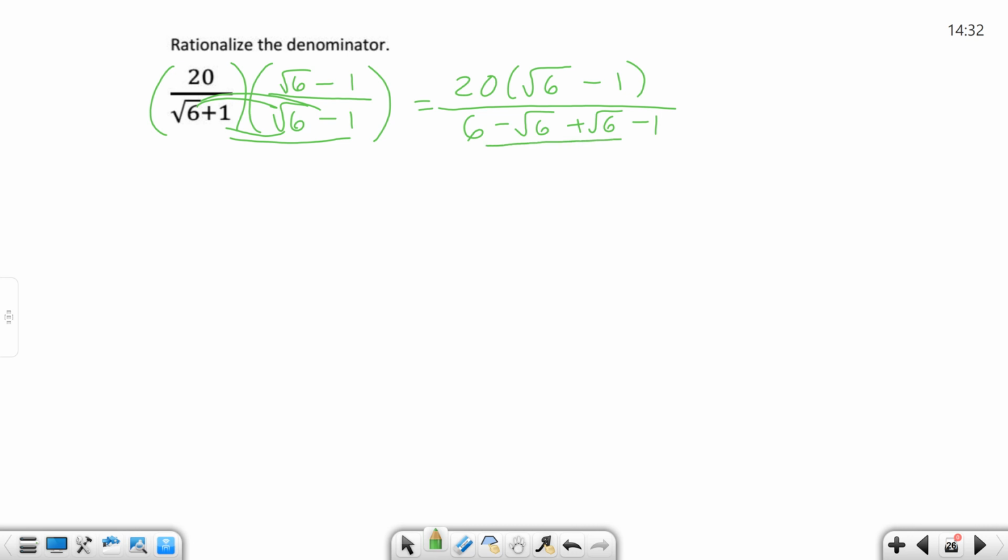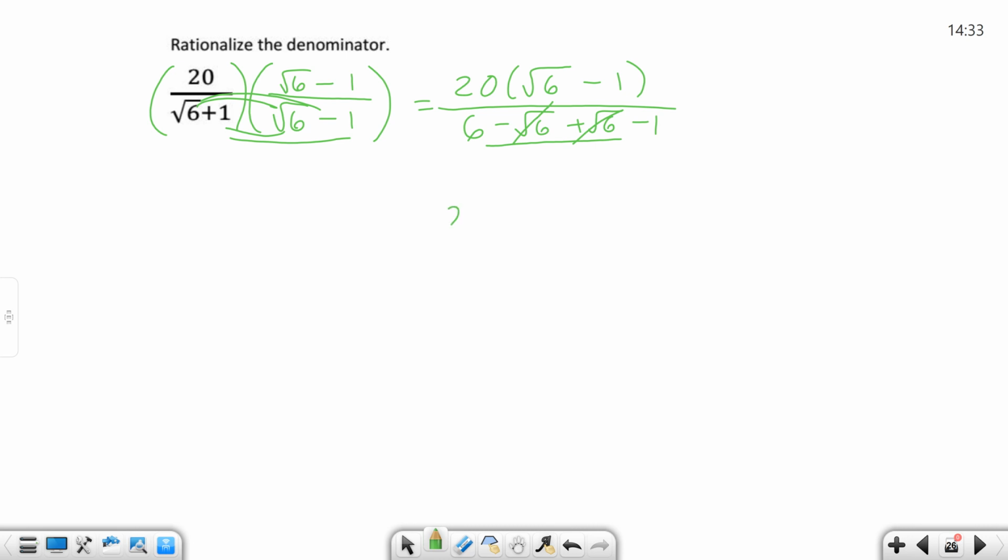But these two terms here with the radical, if you multiply by the conjugate, what always happens is the middle terms cancel. Minus square root of 6 plus square root of 6 cancels. If you want to remember that, just do what they call in the formula a squared minus b squared: square the first term minus the second term squared. When you use a conjugate, that always works out.